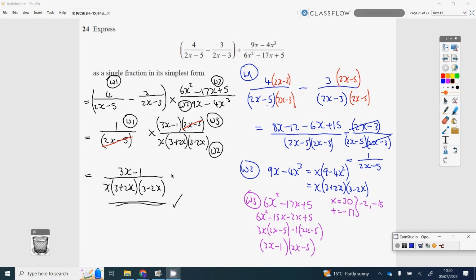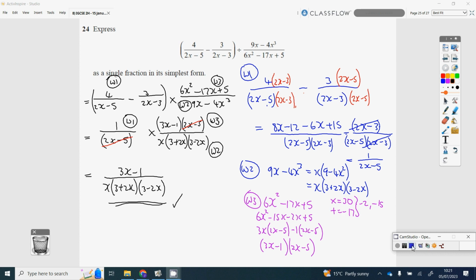Now at this point, my 2x minus 5 over here cancels with this 2x minus 5 over here, leaving me with this and all of this. So my final answer over here is 3x minus 1 all over x, 3 plus 2x, 3 minus 2x. This is the final answer here in black.